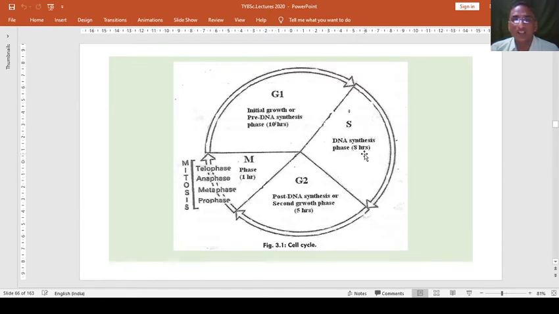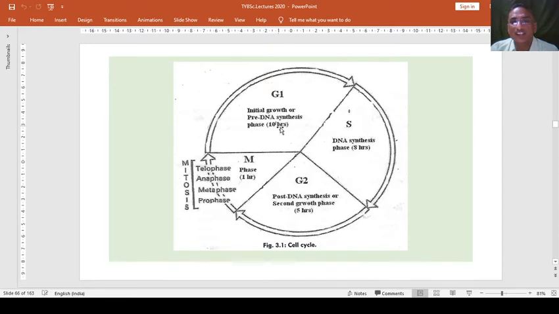Then the second is the G2 phase. After synthesis, it grows in a long manner. This is the pre-DNA phase, this is the DNA phase, and this is the post-DNA phase. We can say that this is the preparatory material and this is the developing material. So DNA material is synthesized, and the second growth phase starts. Whatever material is developed here starts to grow in its size, number, whatever it may be. And this phase takes about 5 hours.